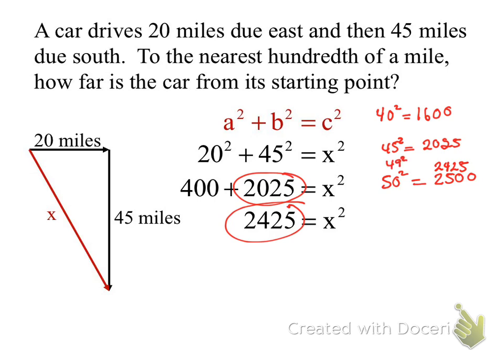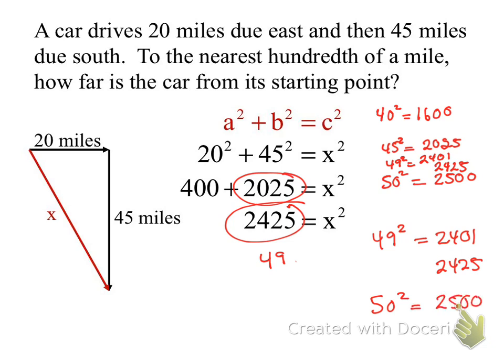49 squared is, what did we say? 2401. So what's your best guess there? 49.5. It's about 49.5. You think it's halfway between? Maybe 49.7. Okay, 49 squared is 2401. This is 2425. Oh. 50 squared is 2500.